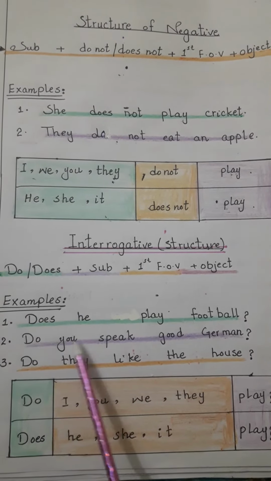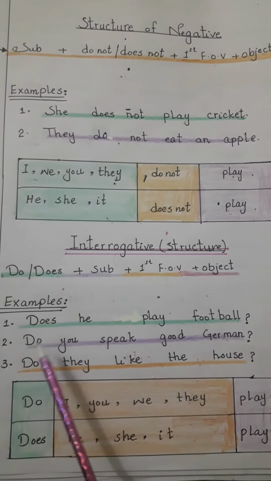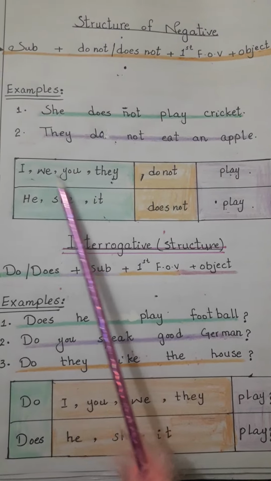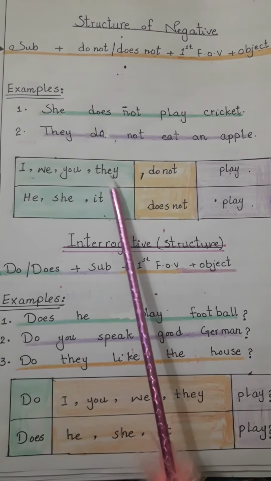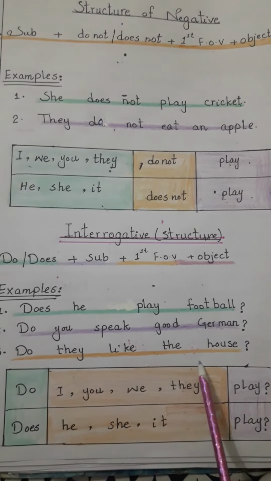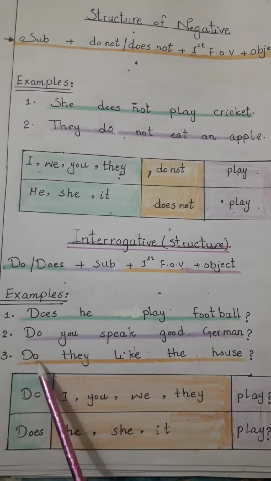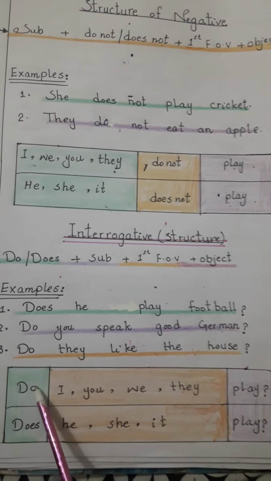Next one is: do you speak good German? Okay, why do we choose do? Because it starts with you. Just learn this table, okay, so that you understand it quickly. And the third one is: do they like the house? It starts with they, so with they we will not add es with the form of the verb.